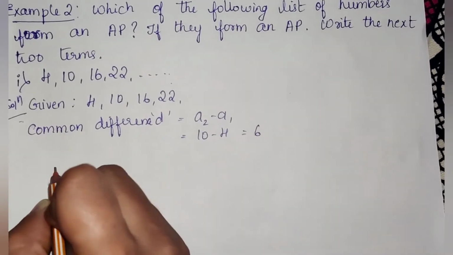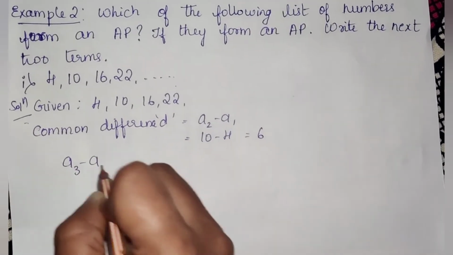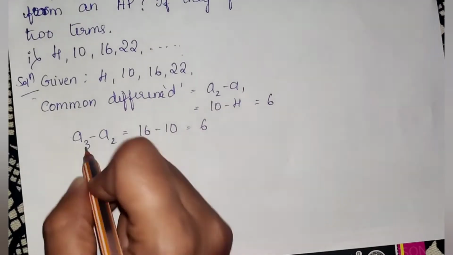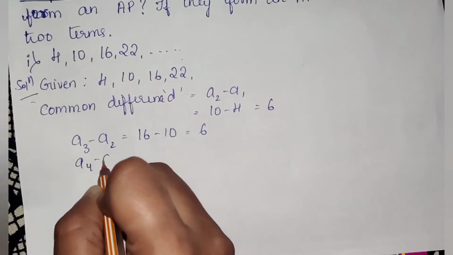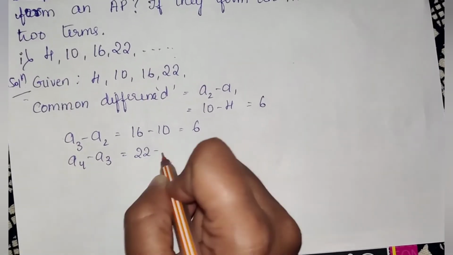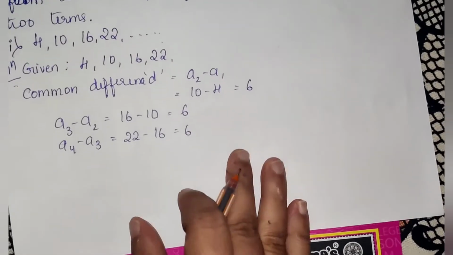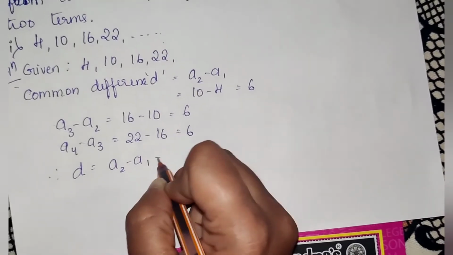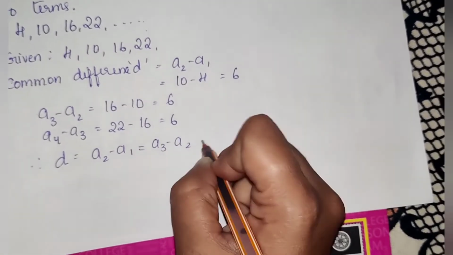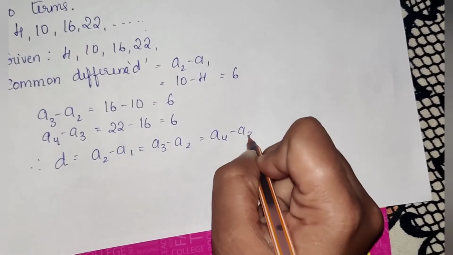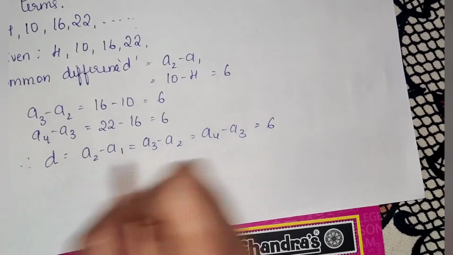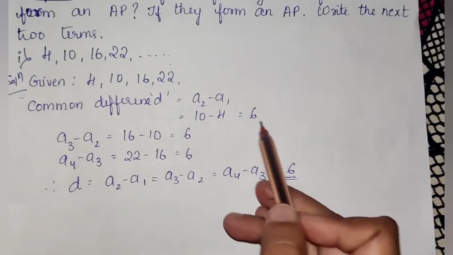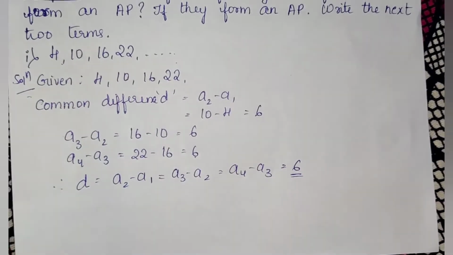Again, let me find one more common difference. A3 minus A2, 16 minus 10, that is 6. Again we will find one more. A4 minus A3, 22 minus 16, I get 6. Therefore, D is equal to A2 minus A1, is equal to A3 minus A2, is equal to A4 minus A3, that is equal to 6. So for all three we got the same common difference, that is 6. So we can tell the given terms are in AP.